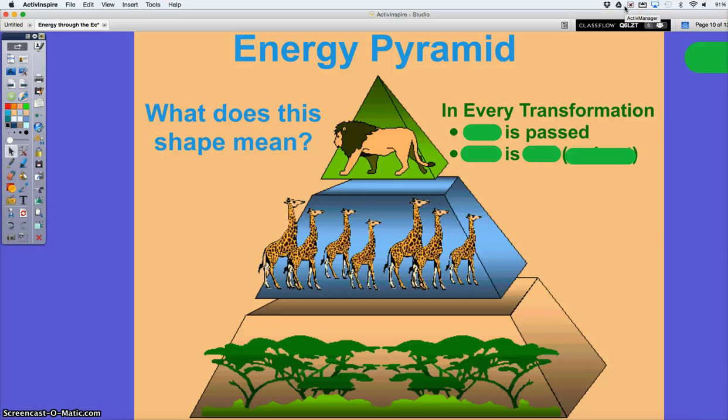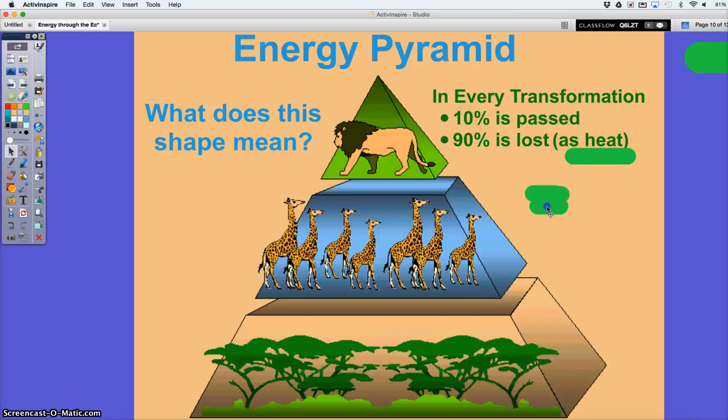Why? Because they've only undergone one transformation, from the sun to the plant. Then it has to go from the plant to the who? To the primary consumers, which are herbivores. So what I want you to know is this shape means loss of energy. And every time energy is lost, do you know how much is lost? 90% is lost. Only 10% is passed on. And it's lost as heat.